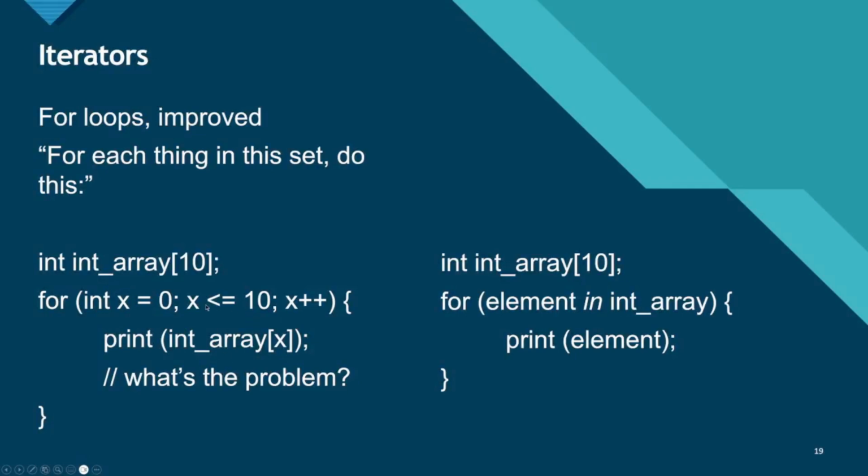Well, the problem is we said x is less than or equal to 10, which actually is the 11th entry in this array. But this array only has 10 entries, not 11. So if you think about it, 0, 1, 2, 3, 4, that's the first 5. 5, 6, 7, 8, 9 is the next 5. 10 is the 11th element. But that element is outside of this array.